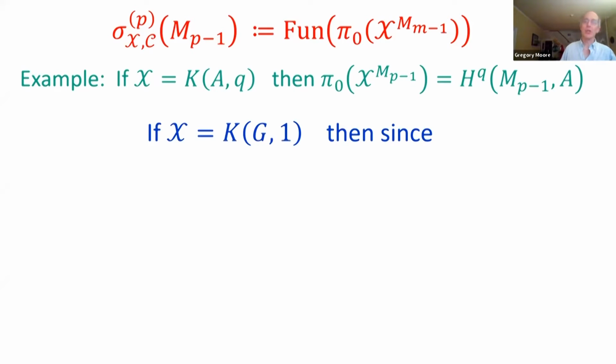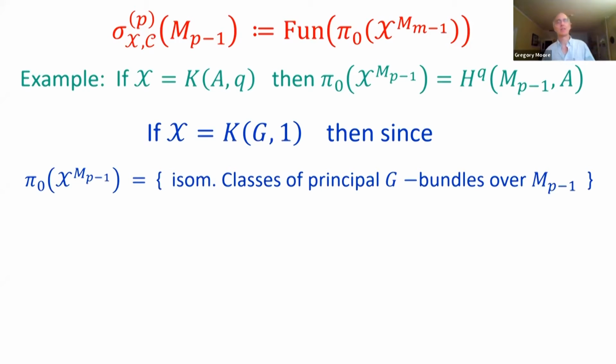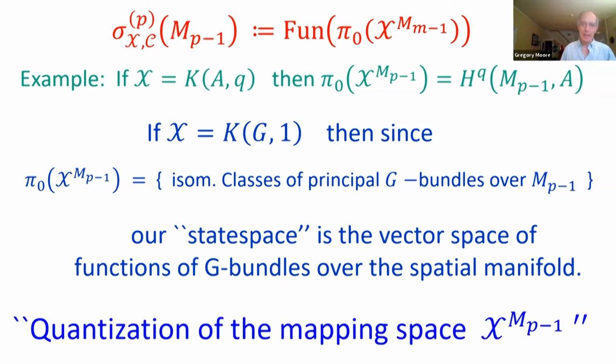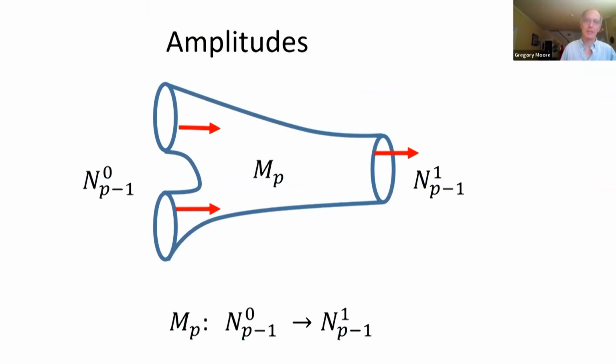If X is K of G,1, then the set of connected components of the mapping space is the same thing as the set of isomorphism classes of principal G bundles over the manifold MP minus 1. So then our state space is the vector space of functions of G bundles over the spatial manifold, MP minus 1. So what we've done is we've replaced this mapping space, X to the M, by something linear, a vector space. And in the paper and elsewhere in the literature, that's called the quantization of the mapping space, X to the M. I'll come back to this terminology.